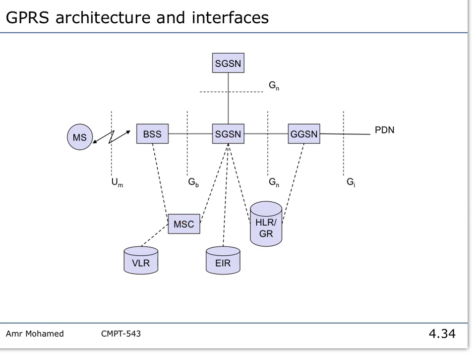So this one is the serving GPRS support node, which provides similar functionality to the MSC, but on the packet switching side. And then the GPRS gateway support node, which is also used to interface the GPRS network to other types of networks, whether it's like PSTN or something like this.